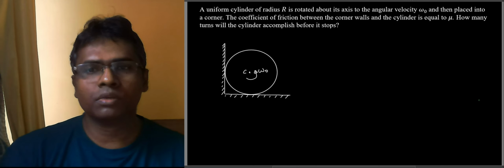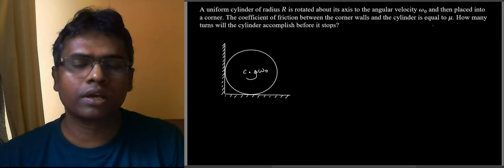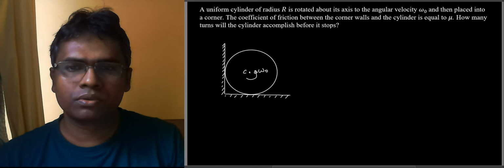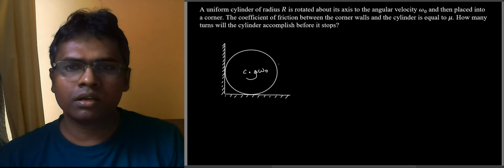In this problem, a uniform cylinder of radius r is rotated about its axis to the angular velocity omega naught and then placed into a corner. The coefficient of friction between the wall and the cylinder, as well as the ground and the cylinder surface, is given as mu. We're asked to find, before the cylinder stops, how many turns does it make?